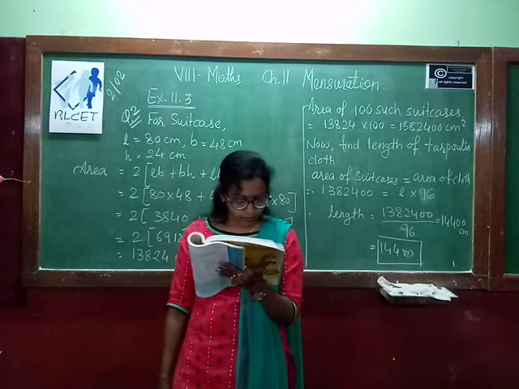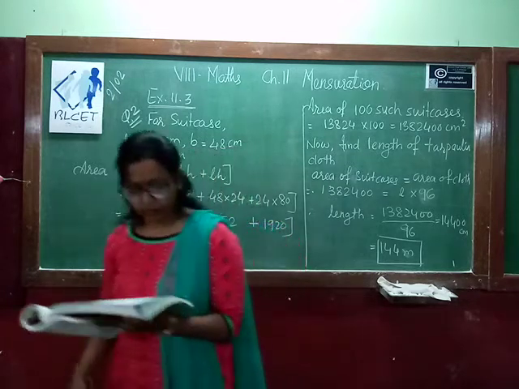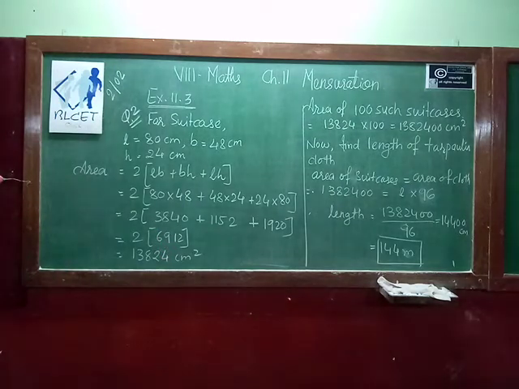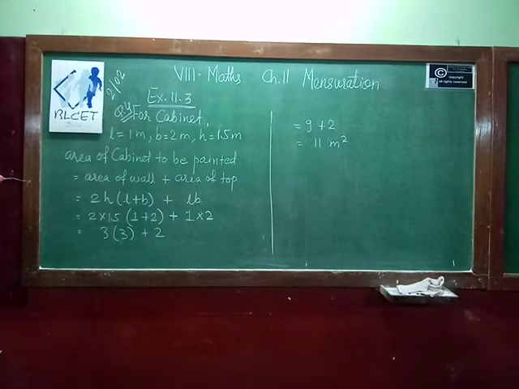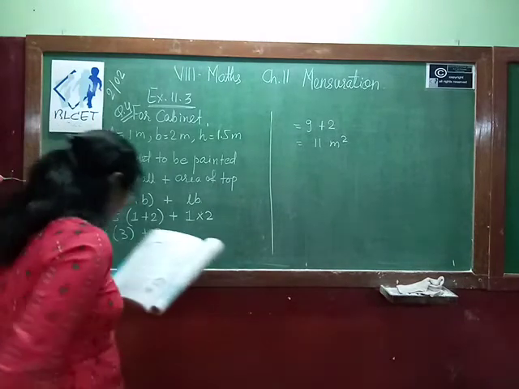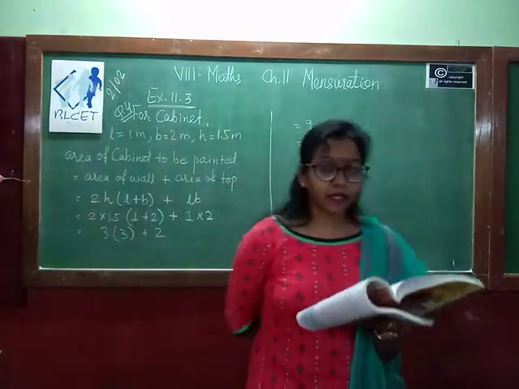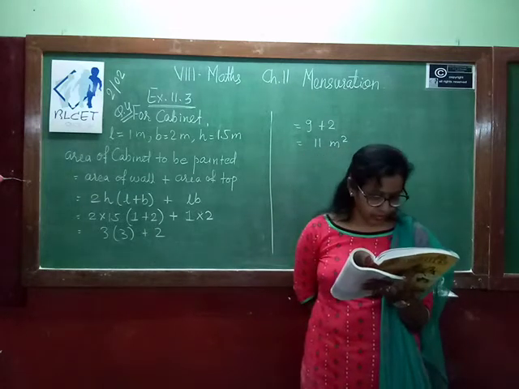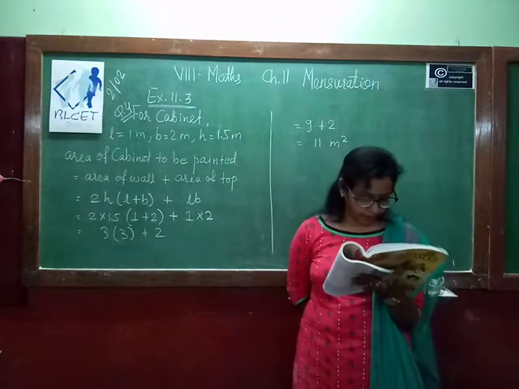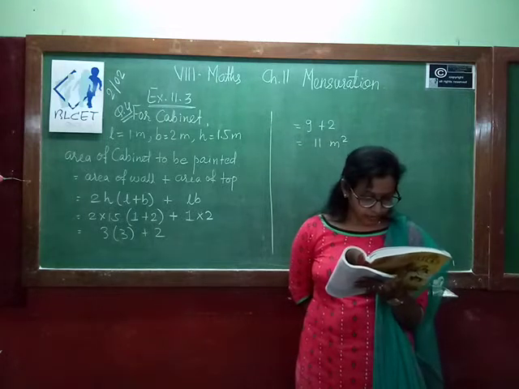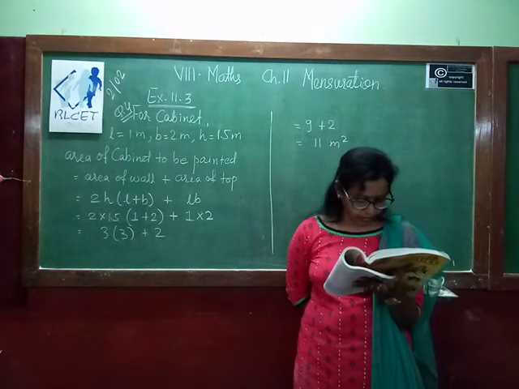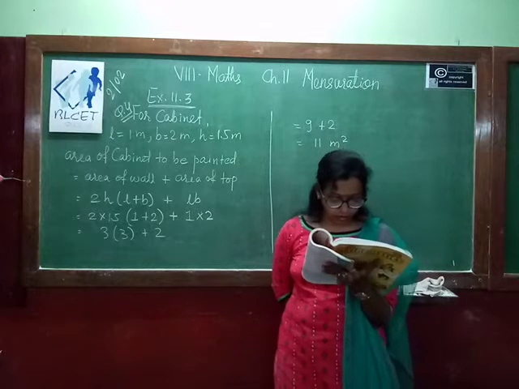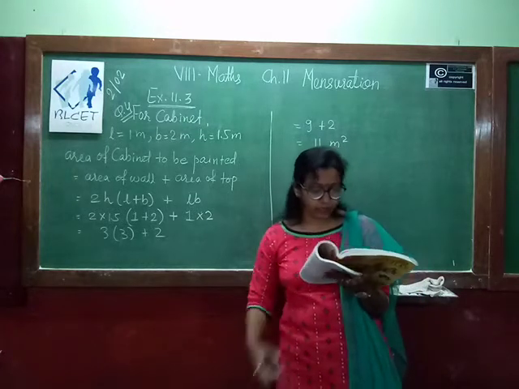Now move on to the next question, question number 4. Question 3, try to do by yourself. See the next question, question number 4. Ruksar painted the outside of the cabinet of measure 1 meter into 2 meter into 1.5 meter. How much surface area did she cover if she painted all except the bottom of the cabinet?